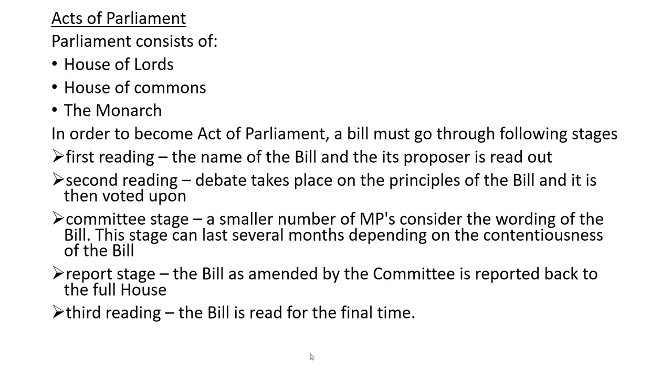Whatever changes were decided will have to take place in the bill. There's a committee whose purpose is to bring those changes to the bill. So in the committee stage, there are different members of parliament whose work is to alter that bill according to the votings, according to the debates that occurred in the second reading.